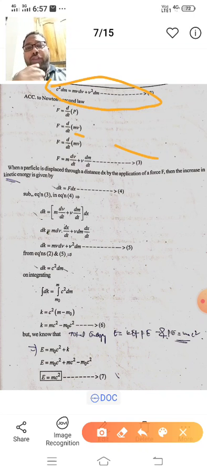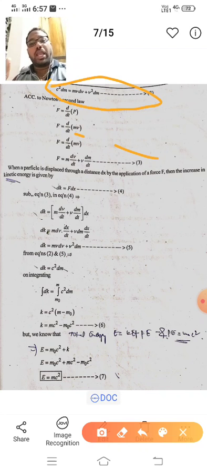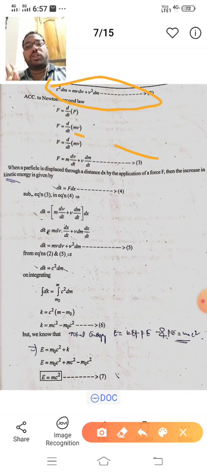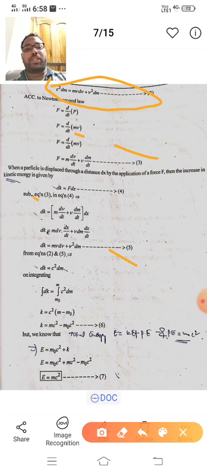When a particle is displaced through a distance dx by the application of force F, there is an increase in kinetic energy, because there is a motion. So motional energy is nothing but kinetic energy. Kinetic energy is given by dk equals F into dx. Substituting equation 3 in equation 4, we can get the fifth equation, that is dk equals mv dv plus v square dm. Already the second equation equals the fifth equation.